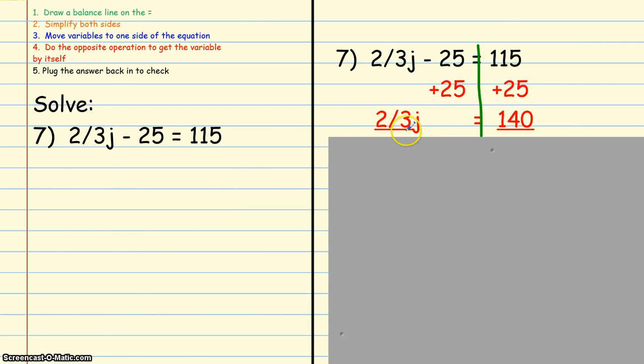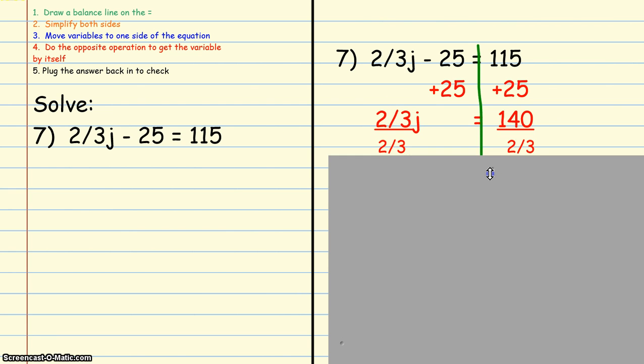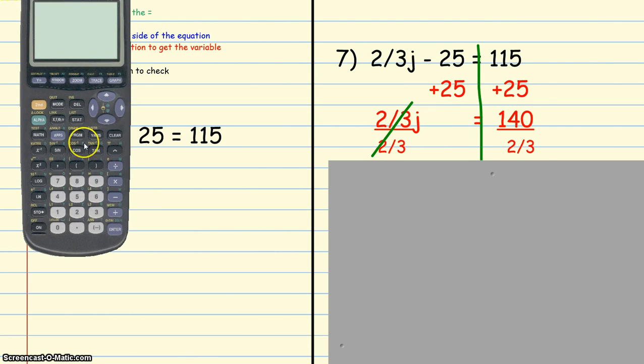Now we've got 2/3 times j. We're going to get rid of our 2/3. The way that we're going to do that is we're going to divide by 2/3 on both sides. These will eliminate, and we're going to be left with j equals, and now we need to grab our graphing calculator, and we need to type in 140 divided by, and make sure we use our parentheses, we got to put 2 divided by 3 in our parentheses, and we get 210.